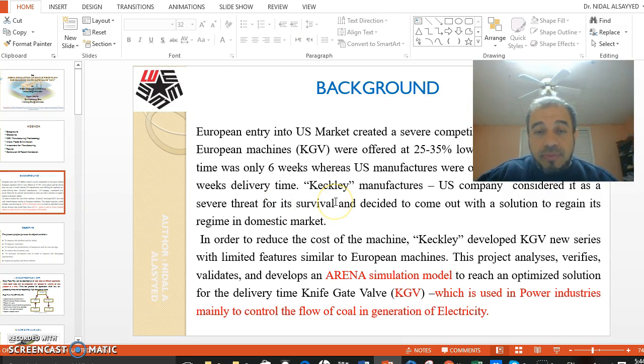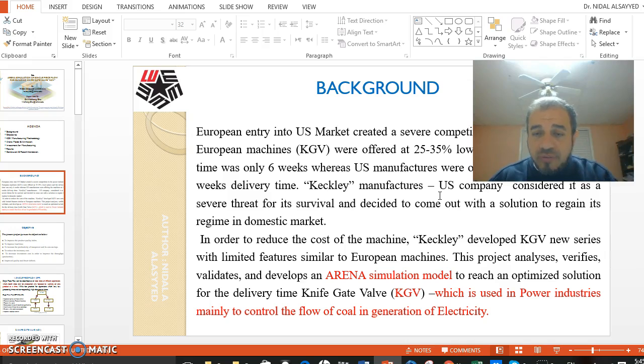To make it very short, the competition that was brought from the European markets had impacted a product called a knife gate valve, KGV. It was offered at almost 25 to 35% lower prices compared to the domestic manufacturers, like Kickley, which is the company that we focused our project on. So lower prices, and at the same time shorter lead time, meaning it takes 6 weeks to deliver the KGVs.